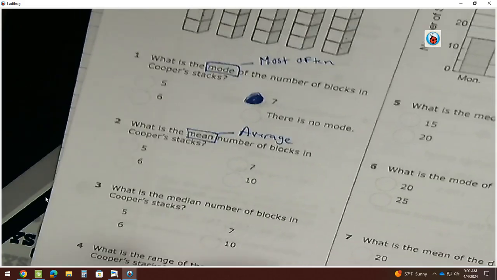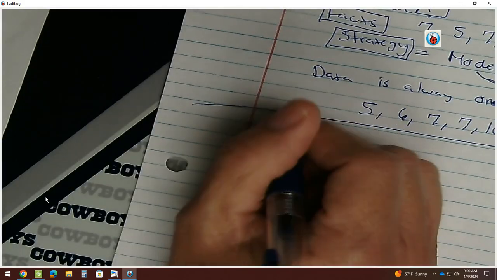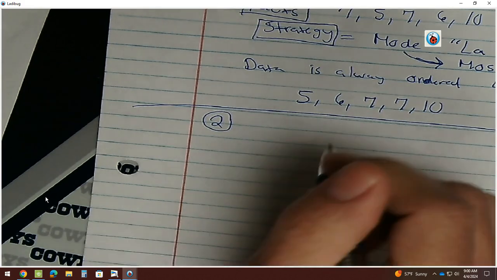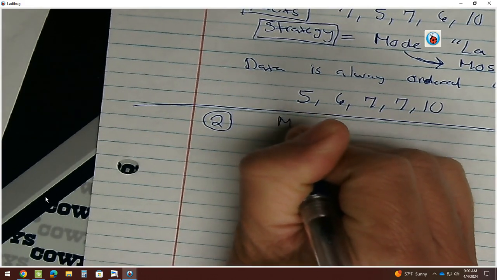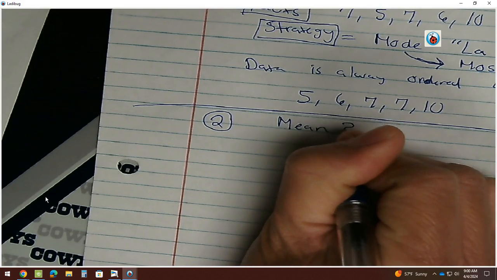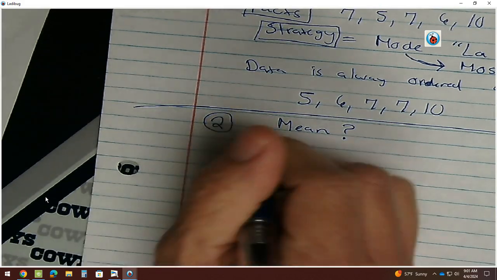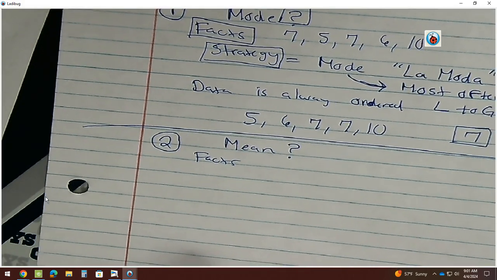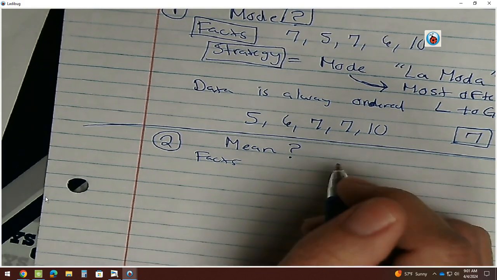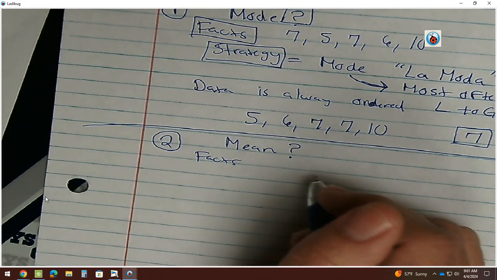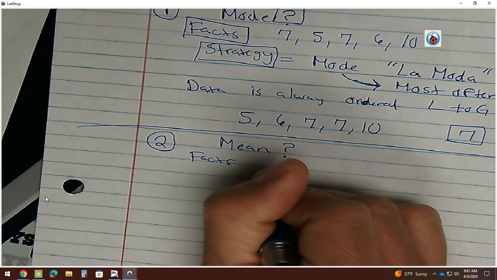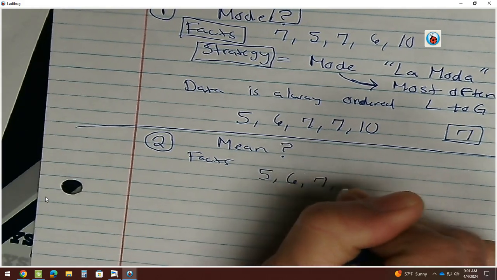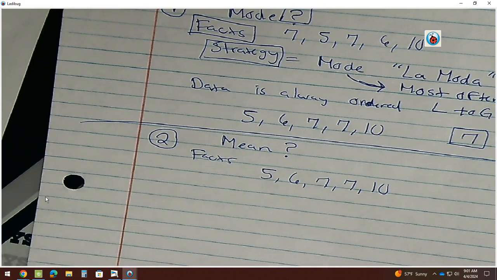So here comes the stuff. Ready? I'm going to show you what to do. Number 2. What are they asking me for? The mean. You have to use the right word, mean. That's what they want. Facts. The facts, it's the same thing, the little blocks. Since Mr. Rivera just told you that we need to put everything in order, let's go ahead and already put them in order. Who's going to be first in the facts? 5, 6, 7, 10. We're dealing with data. You always put things in order. I don't care if it's mode or mean, put them in order.